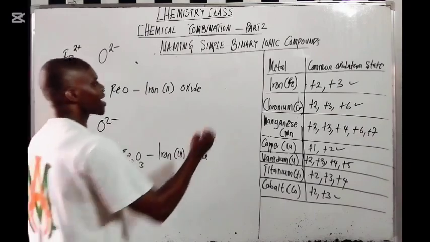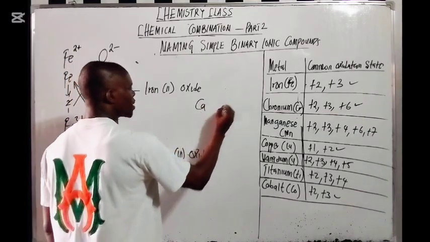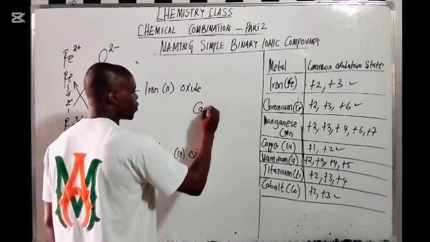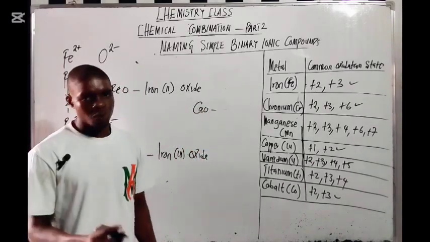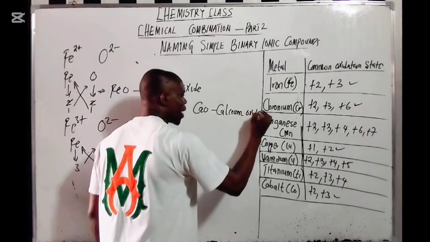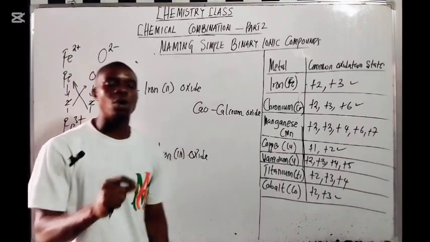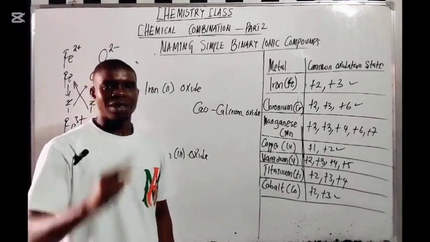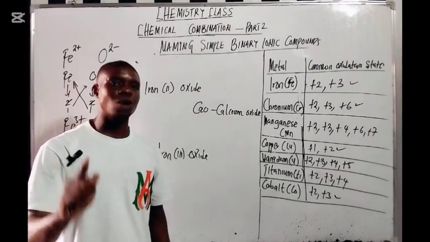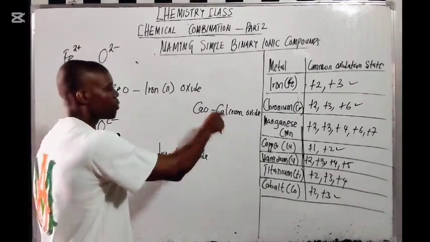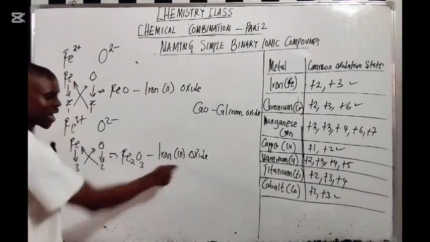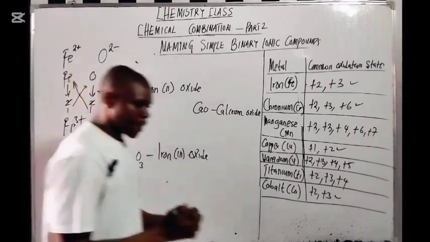For example, let's say calcium and oxygen. When the two combine, it is CaO. Now you cannot say calcium 2 oxide. No, it's going to be calcium oxide. Why is it just calcium oxide? Because calcium only has 2 plus. Calcium does not have variable oxidation states. Hope you understand. Calcium does not have variable oxidation states, so it's going to be calcium oxide. But iron still has 2 and 3 oxides. Do you understand? That is it.